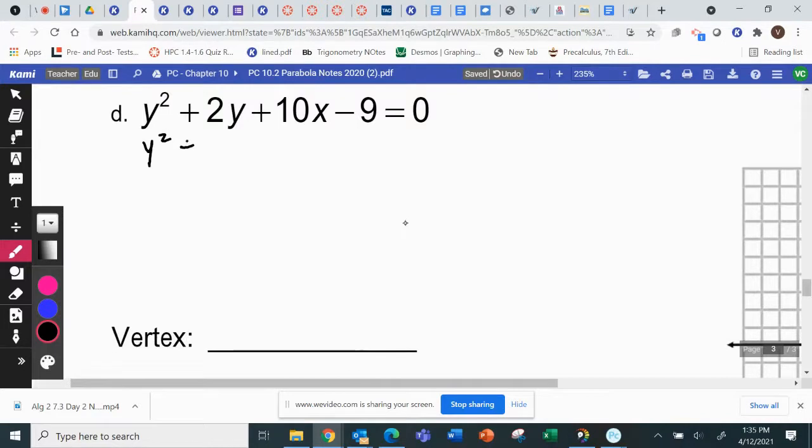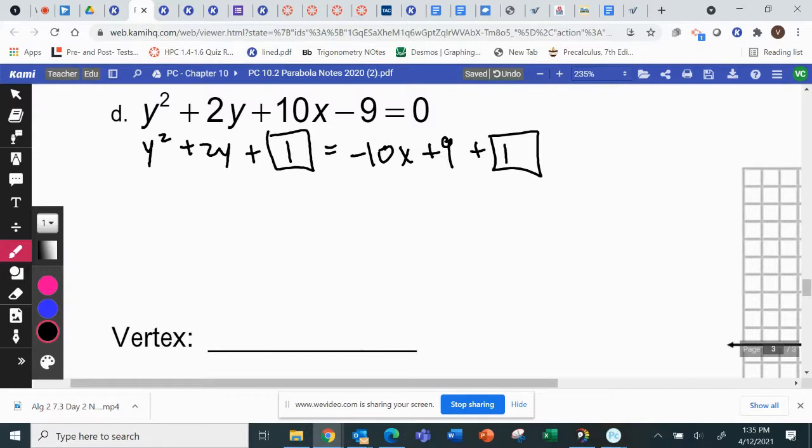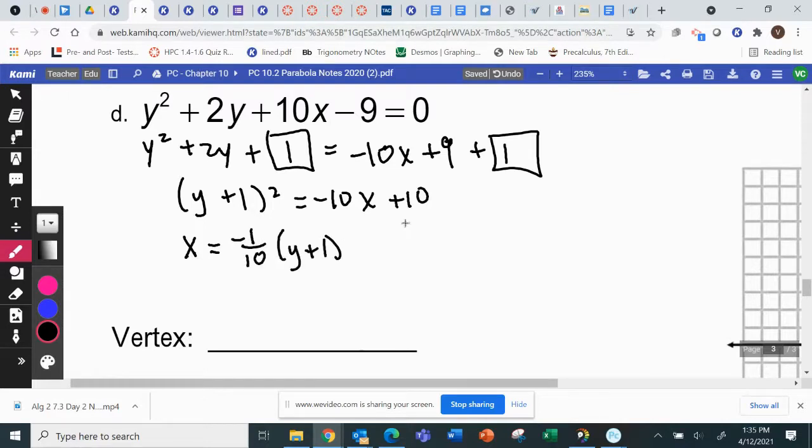So I'll have y squared plus 2y plus a square equals negative 10x plus 9, plus a square. Complete the square, 1 goes in. y plus 1 squared equals negative 10x plus 10. And then we're going to solve for x. I'm doing it super fast. And when you've completed the square correctly and you've set it up into vertex form, you should have x equals negative 1/10 (y plus 1) squared plus 1.